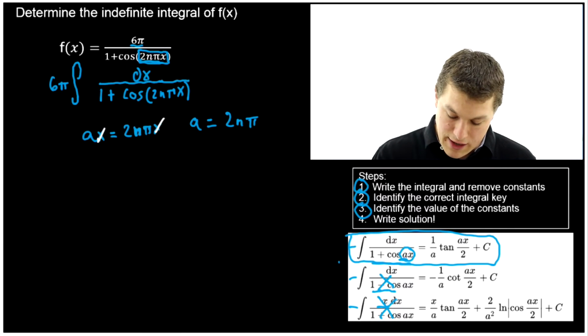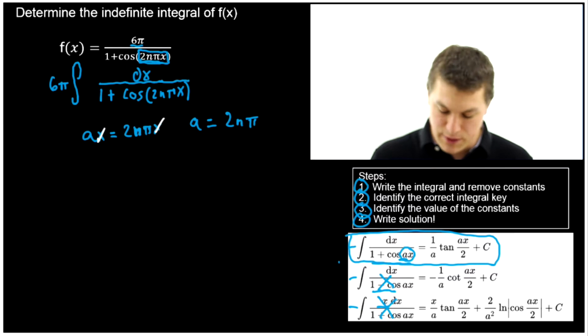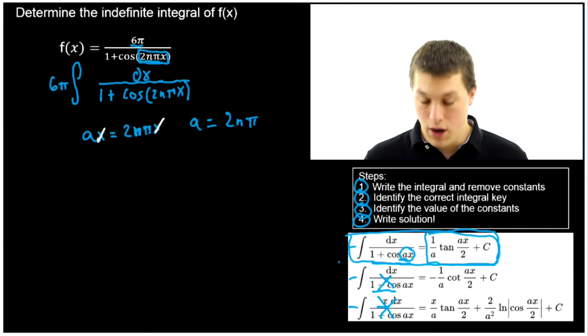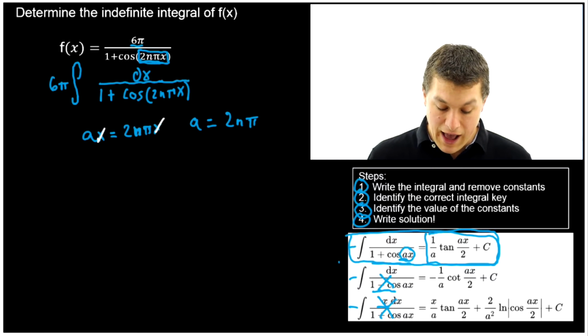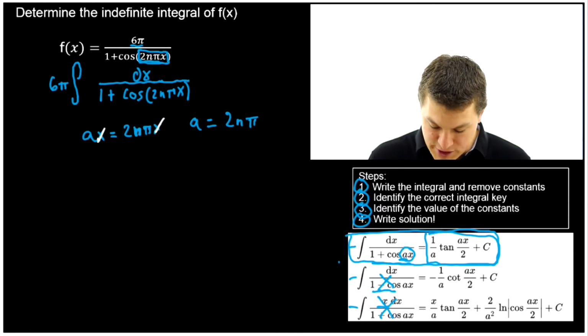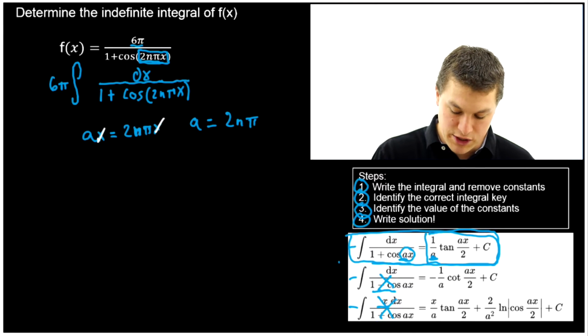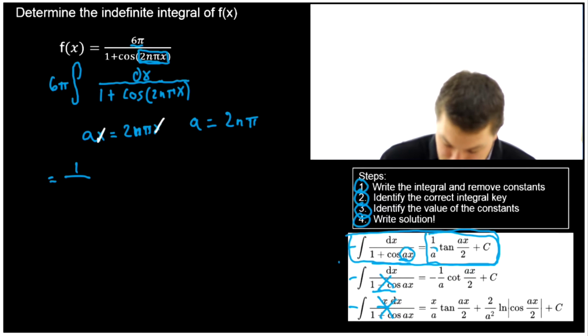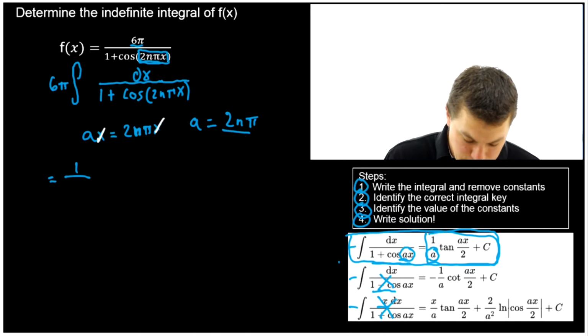All right, and now step 4, write the solution, and that's why integral tables are so nice. Here is our solution over here, and all we're going to do now is write out that part of our integral key, only every time we see a, we're going to replace it with what we just found to be a. So that means our integral is equal to 1 over a, we see this a down there, and our a we know is 2 n pi.